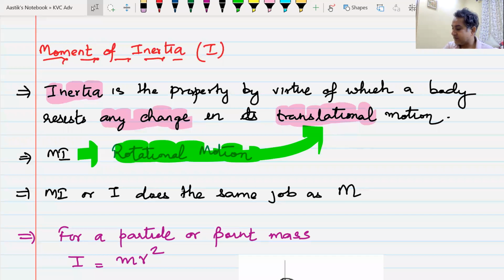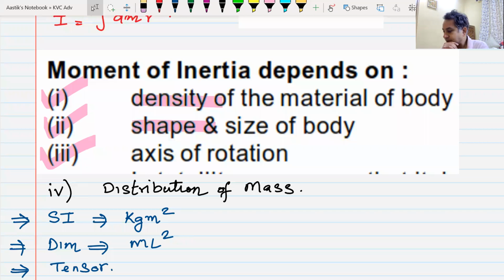Anyways, moment of inertia is a property of a body by virtue of which it resists any change in its rotational motion. And this moment of inertia depends on the size, shape, density of the body, distribution of mass, and the axis of rotation. So if you change any of these quantities, the moment of inertia would change.